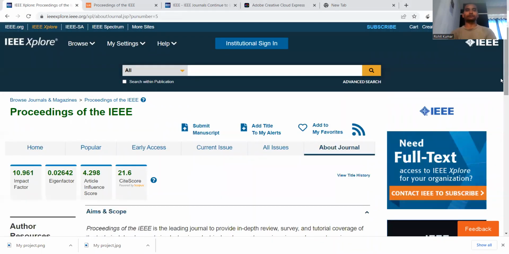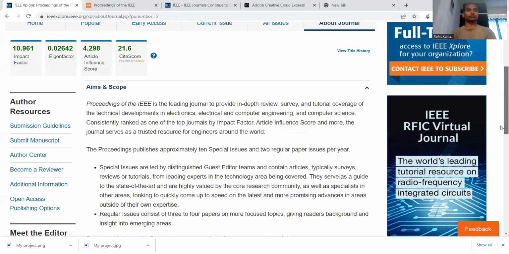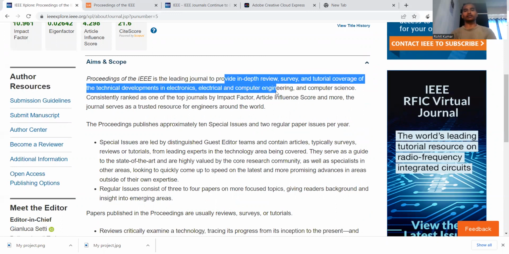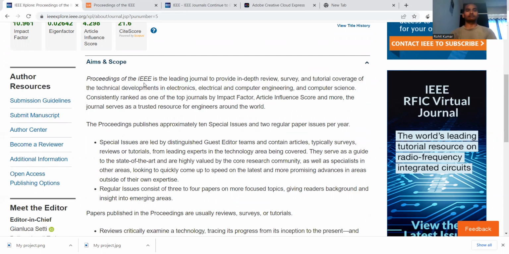Here you can see the aim and scope. The journal aims to provide in-depth review, survey, and tutorial coverage of the technical developments in electronic, electrical, and computer engineering and computer science. Most of the survey, review, and tutorial coverage, like IEEE Communications Surveys and Tutorials, is one of the most famous survey journals of IEEE. Similarly, the Proceedings of the IEEE is moving in that direction. The Proceedings publishes approximately 10 special issues and 2 regular paper issues per year.